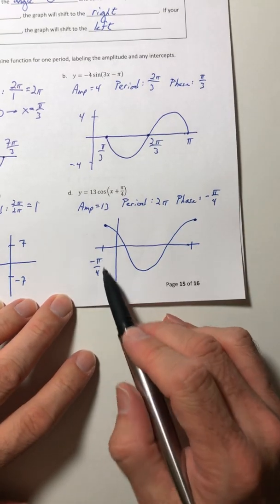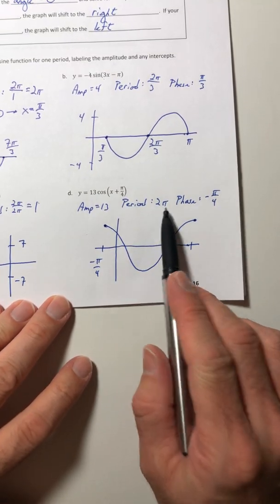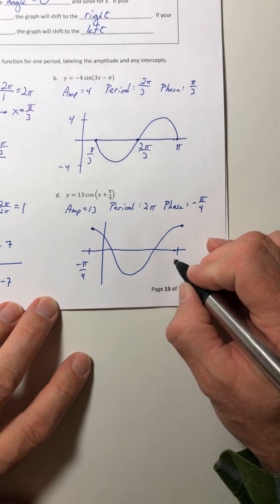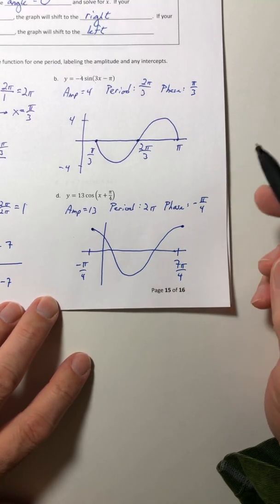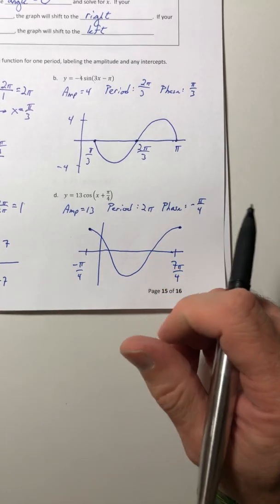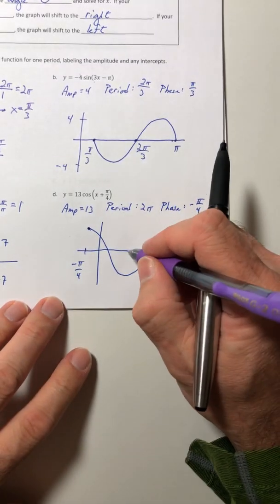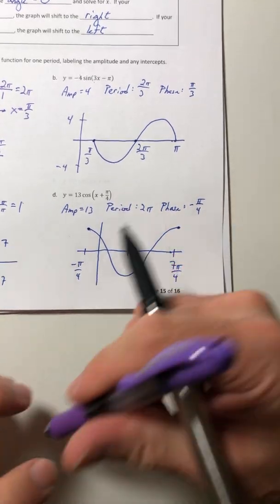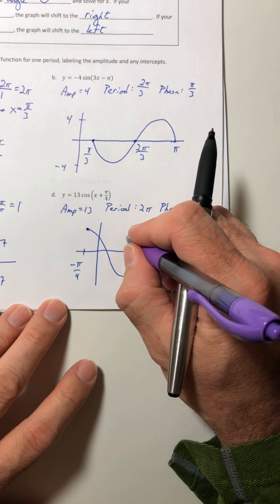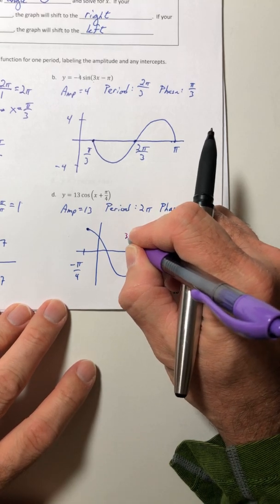Okay, so take where we started, that -pi over 4, add the period to it. And that'll give us 7 pi over 4, and that's where we stop the curve. And then you can do that trick that we just did earlier in the previous section. Figure out what's in between them. So that would be 3 pi over 4.